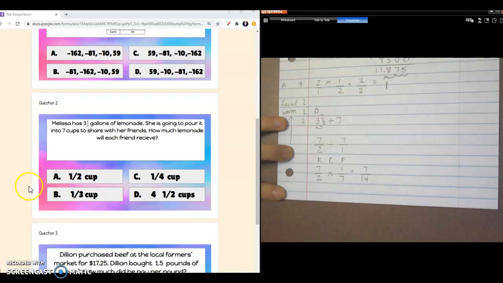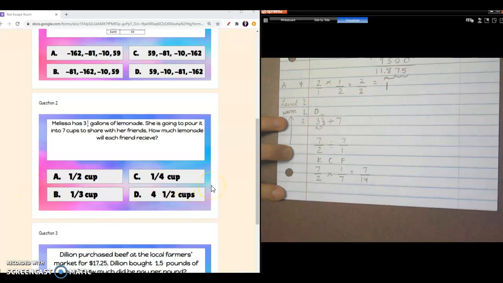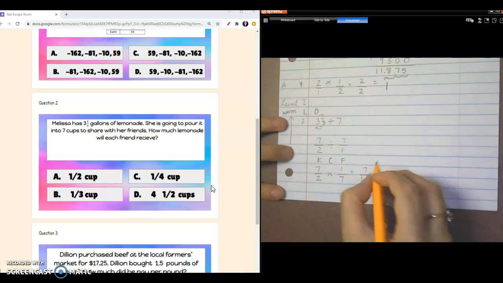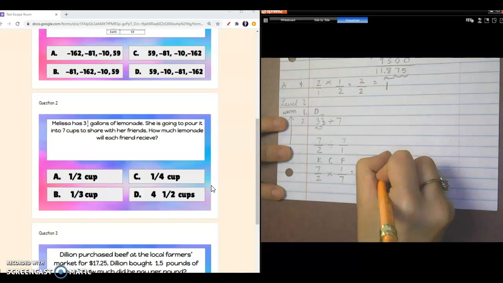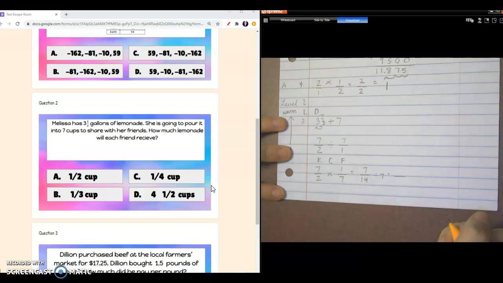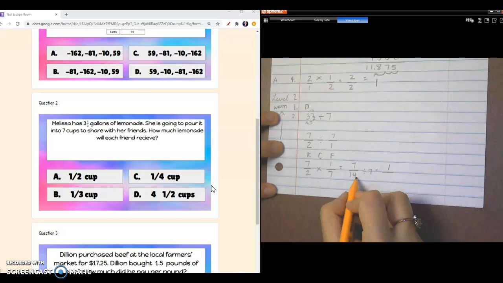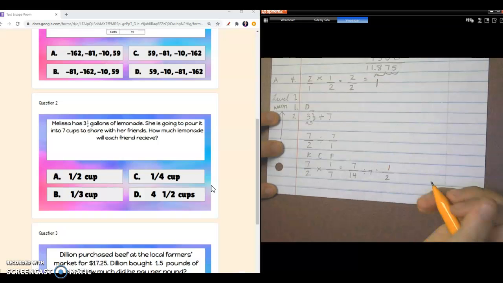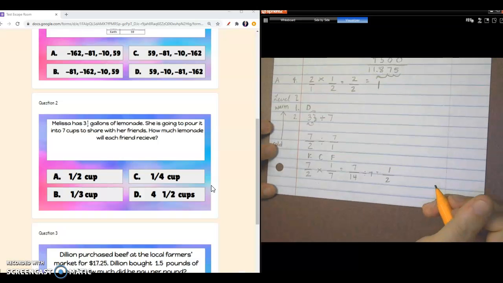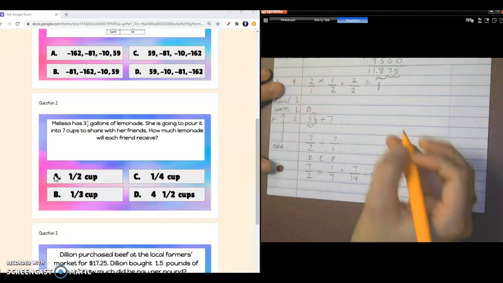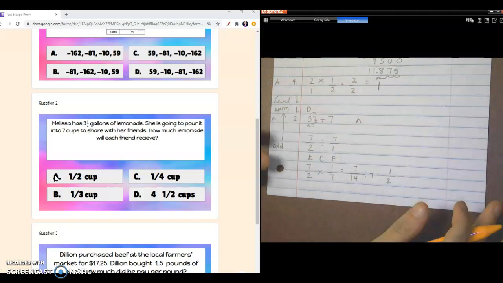And then notice how my answer is not there. Remember, it doesn't mean it's wrong. We need to try and simplify. Since 7 is prime, we need to ask ourselves, can 7 go into 14? Yes, so that means I can divide my numerator and denominator by 7. 7 divided by 7 is 1. 14 divided by 7 is 2. So my answer is 1/2. So my answer is A. I'm going to write it over here where I can see it.